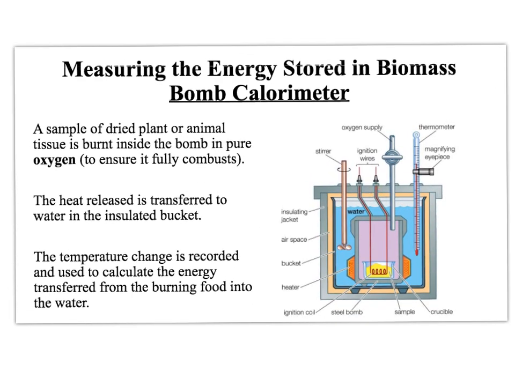So you can use the formula Q = mcΔT, where m is the mass of the water in the container, c is the specific heat capacity of water, so that would be 4.18, and ΔT is the change in temperature of the water. And then you can use that to work out the energy content in your fuel, or in this case, in the biomass of the plant.